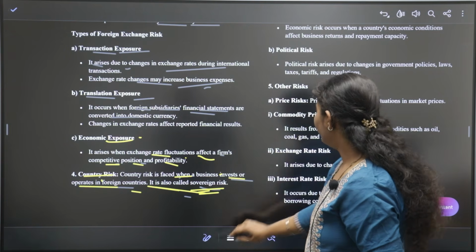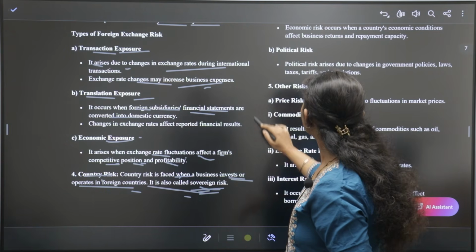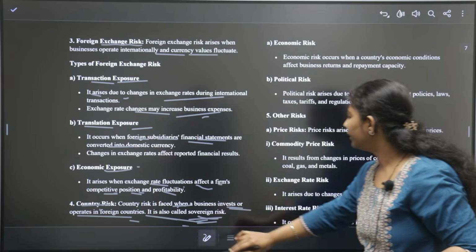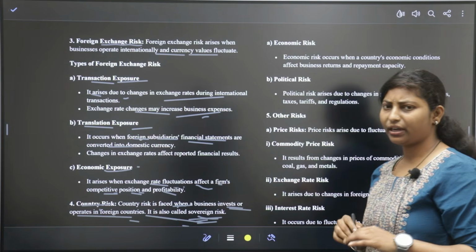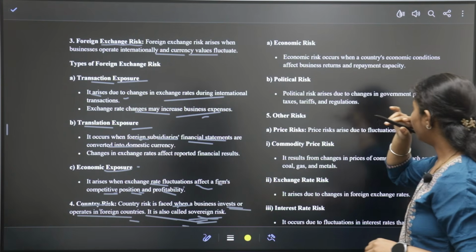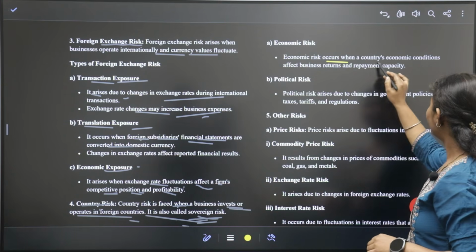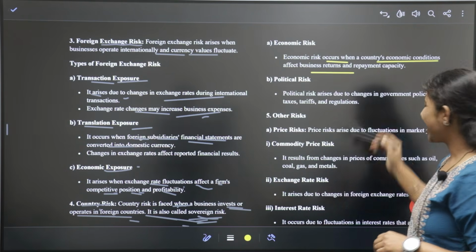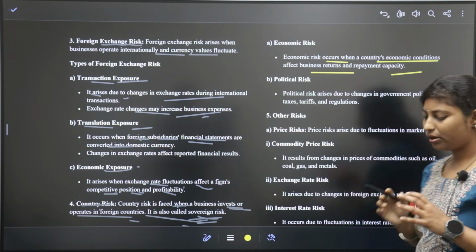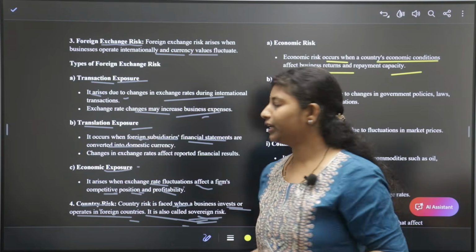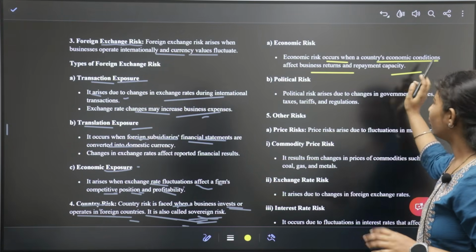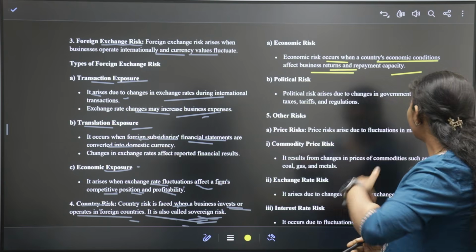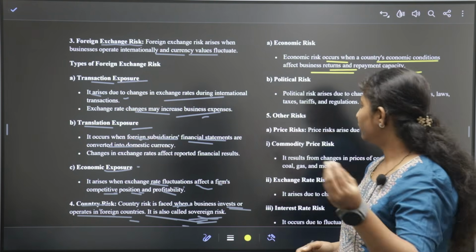And next, in this country risk, we have economic risk. When the economic conditions change in that country, we get economic risk. Economic risk occurs when the country's economic condition affects business returns and repayment capacity. Already we invested such funds in foreign countries. So if the economic condition goes down, then it affects our returns and repayments. Whatever capacity we have is going to decrease.